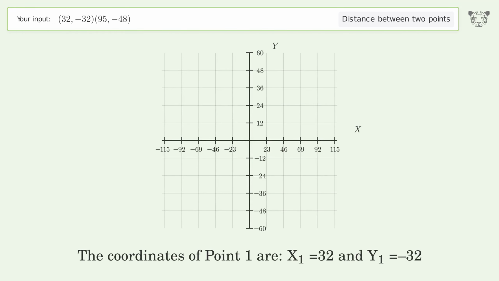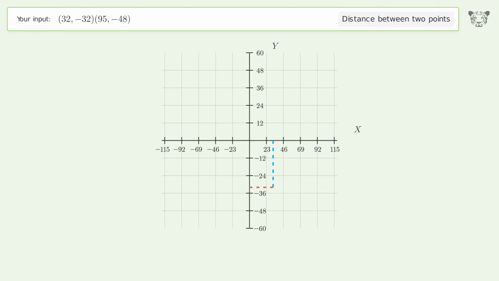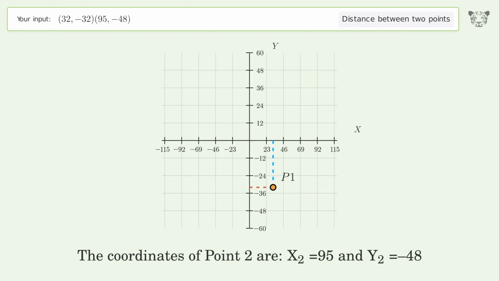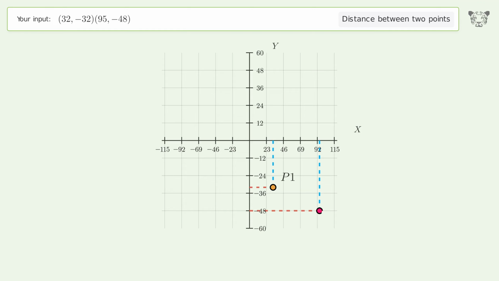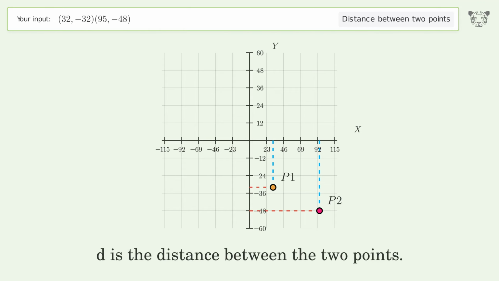The coordinates of point 1 are, x1 equals 32 and y1 equals negative 32. The coordinates of point 2 are, x2 equals 95 and y2 equals negative 48. D is the distance between the 2 points.